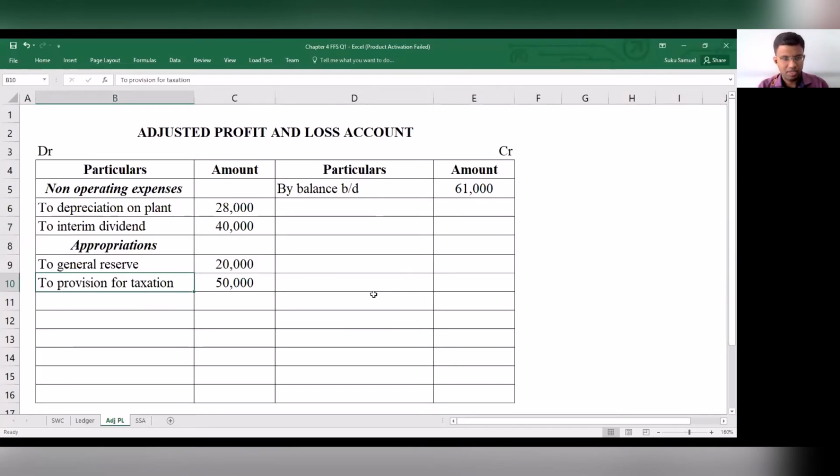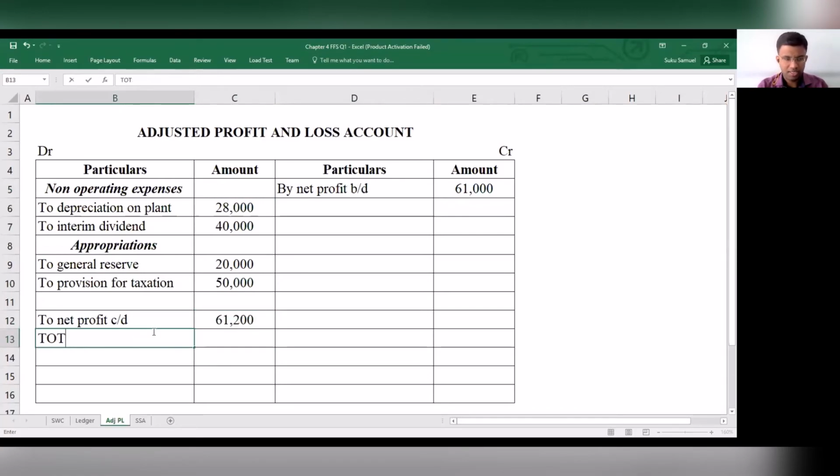Now, anything else that we have to look out for? We have to bring in the closing balance. So how much is the closing balance? To net profit carried down. Here, I'll just correct this for your better understanding: to net profit brought down. So here the amount is 61,200.